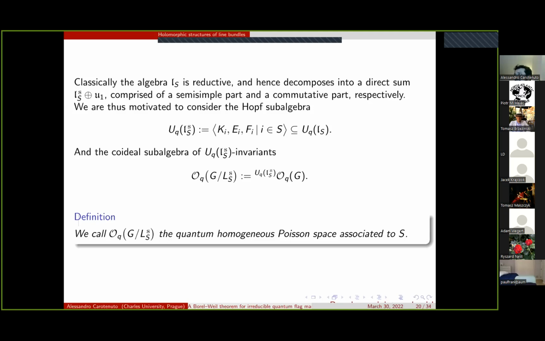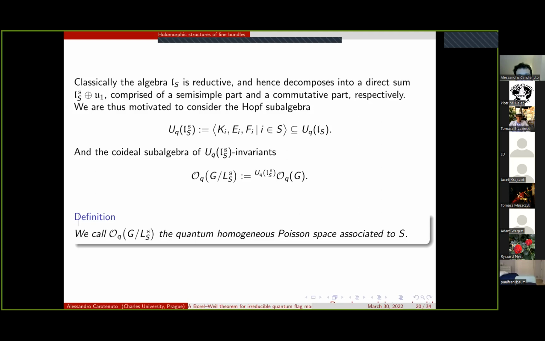Honestly, this is not my definition. This was the name that was given in the original paper where these objects were introduced. I don't remember the names of the authors. I'm sorry, but this was the name given in the original paper.